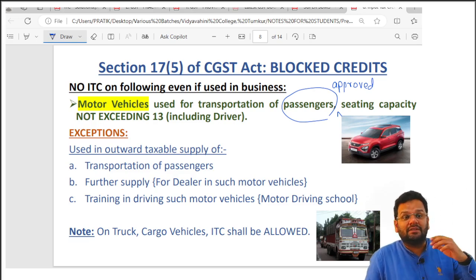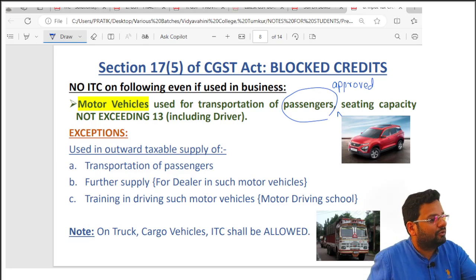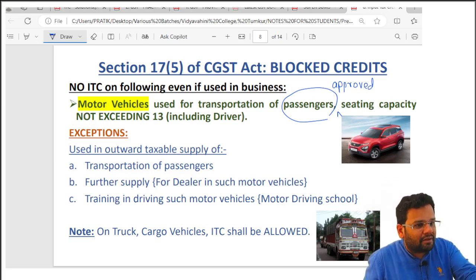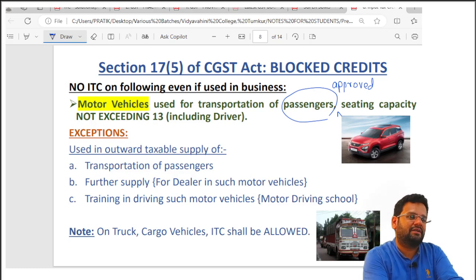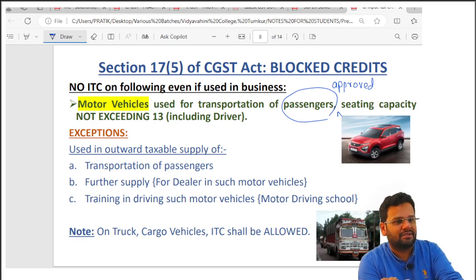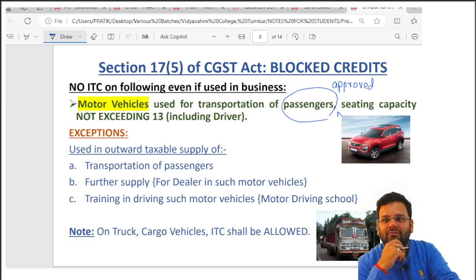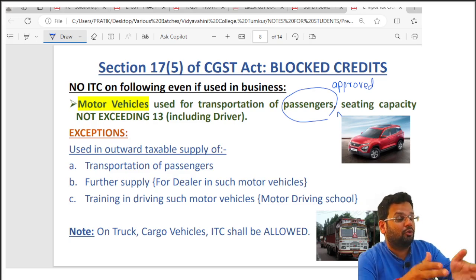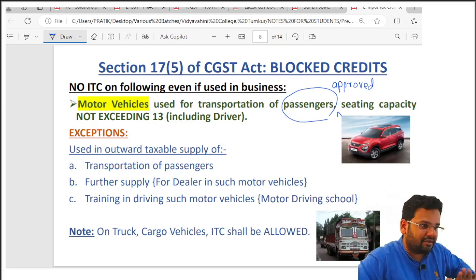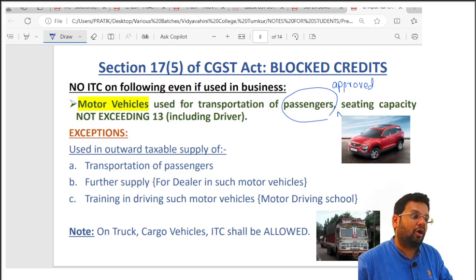But if sitting capacity is exceeding 13, then the likelihood of this vehicle being used for luxury is very less. Means see, I could have purchased some vehicle, an SUV, and I would have called it used in business, but I may have used it for personal use. The chances of that happening are very high. So I will not show myself as the end consumer, but I will show that I am using it for the business. But ultimately, I will use it for my personal use also. So the government says we don't want to lose so much GST by giving him ITC. So they say block the credit.